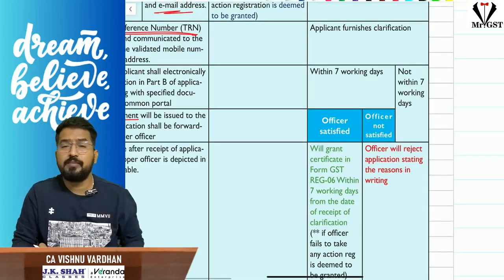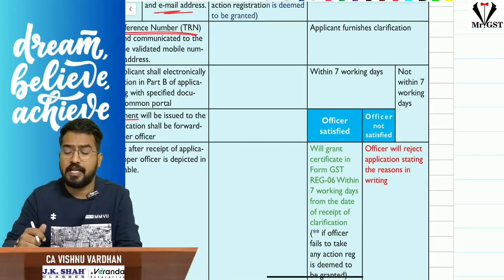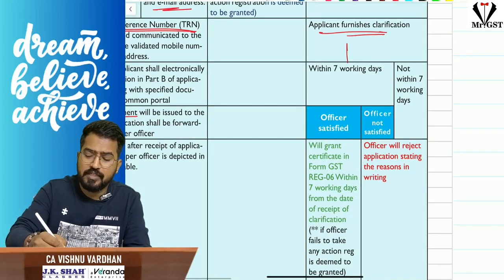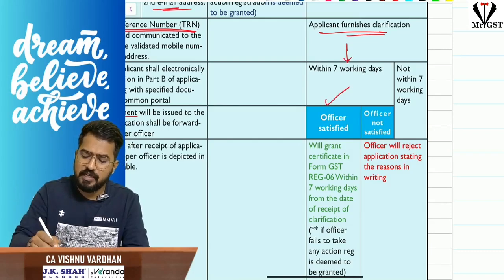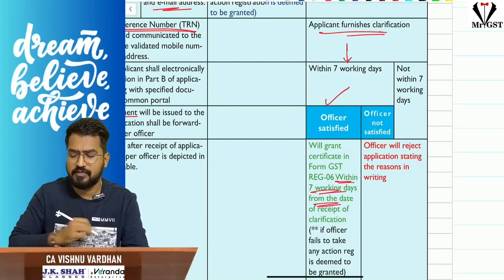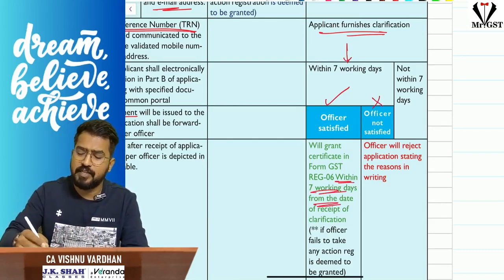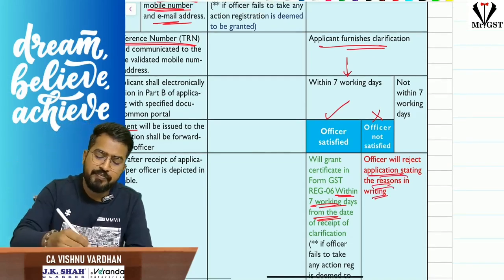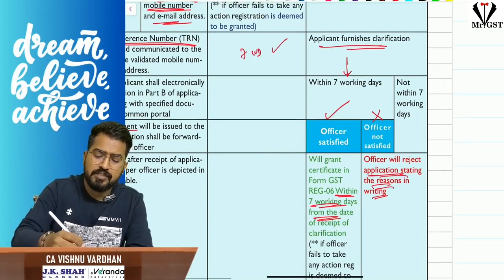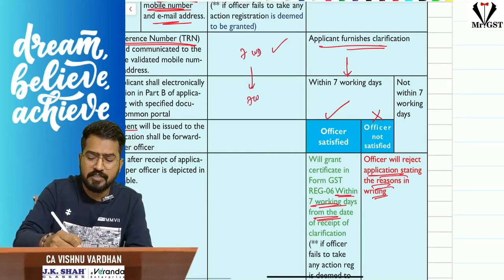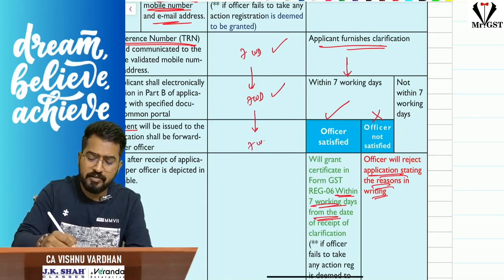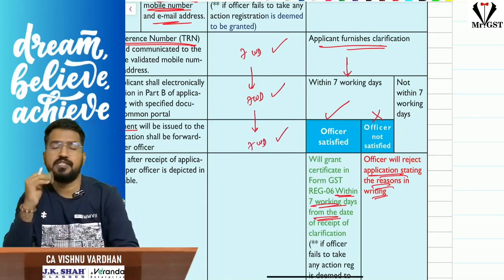Now after getting the reply from the proper officer that is asking you any clarification, you should respond within 7 working days. Applicant should furnish the reply, the clarification within 7 working days. If officer is satisfied, he will grant you the registration certificate within 7 working days. If he is not satisfied, he will reject the application giving the reasons. But anything he will respond in 7 working days. That means 7 working days he will process the application. If he is asking for any clarification within 7 working days, you will give the reply. And once you gave the reply within 7 working days, the proper officer will process the reply also.